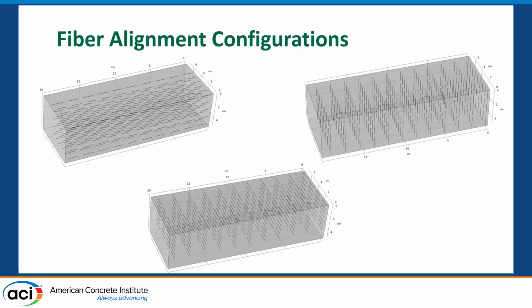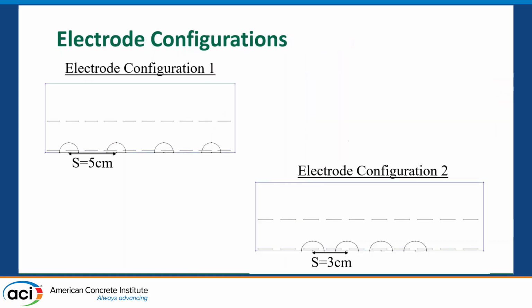Here in this slide, you can see the fiber alignment configurations that were used. We investigated fibers along the X direction, Y, and Z. In this slide also, we investigated different electrode configurations. For the first one, we chose the electrodes to be spaced by 5 centimeters from the centers, while for the second one, we reduced the spacing to 3 centimeters.